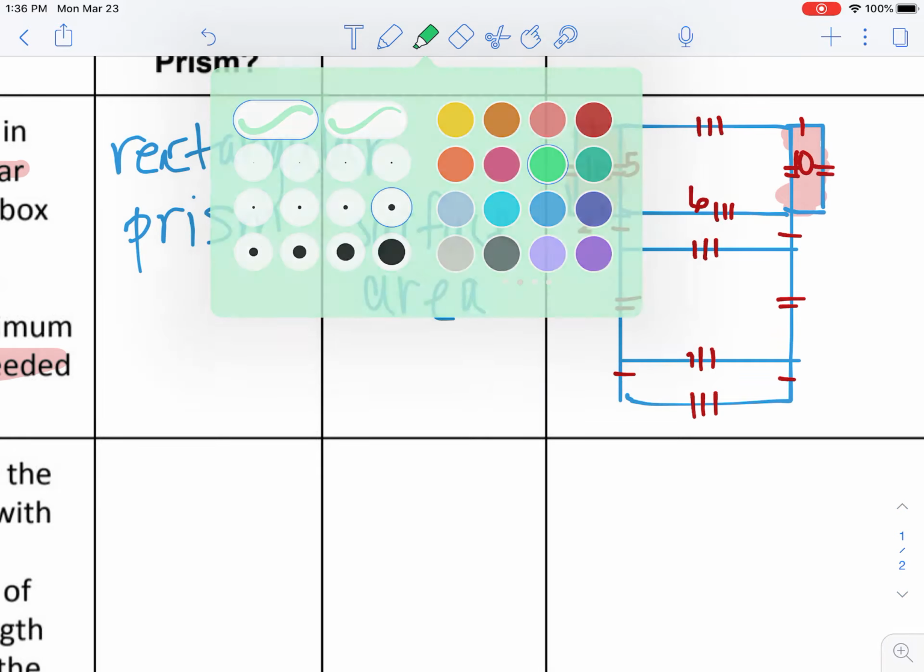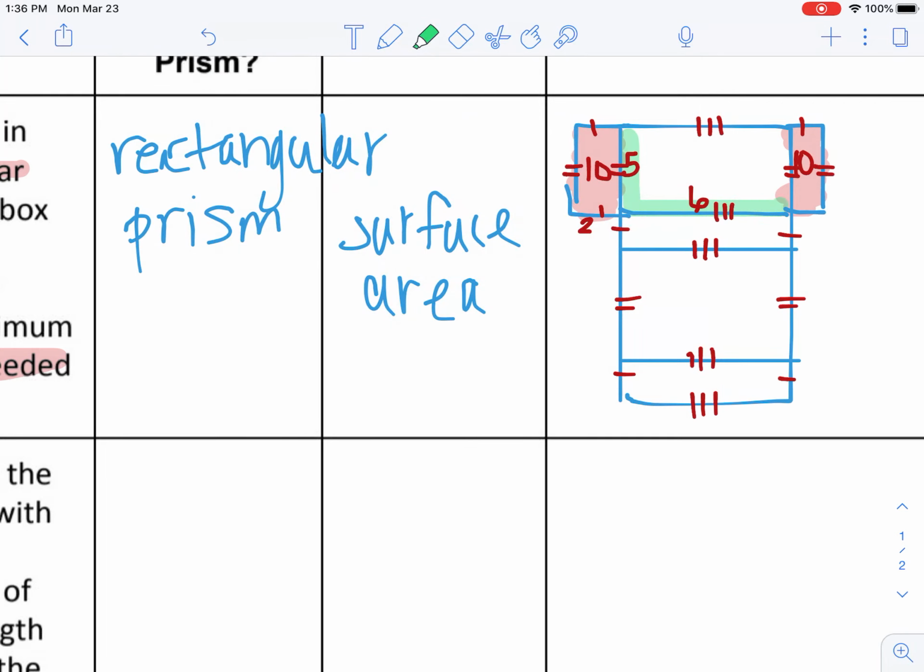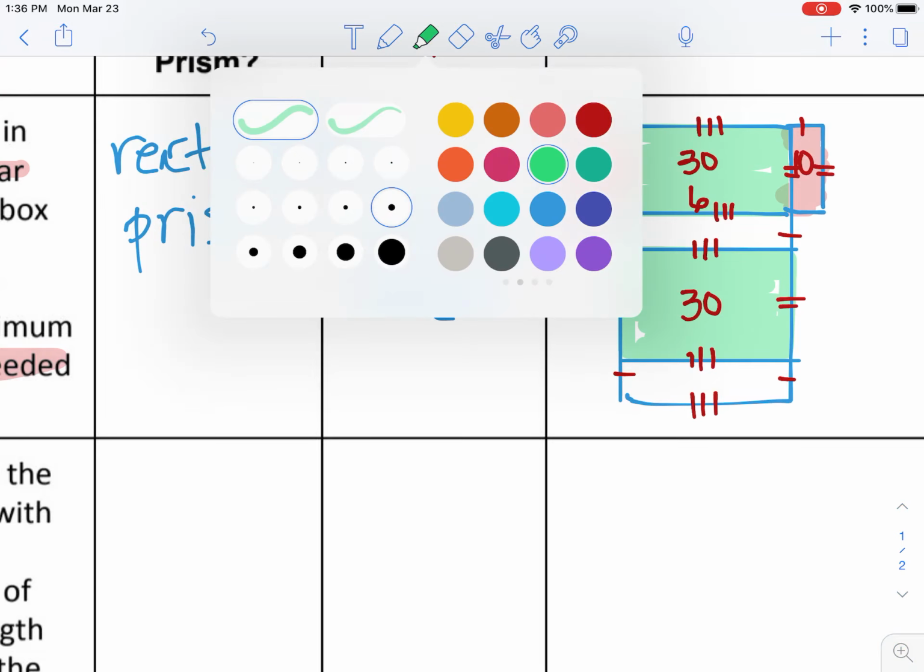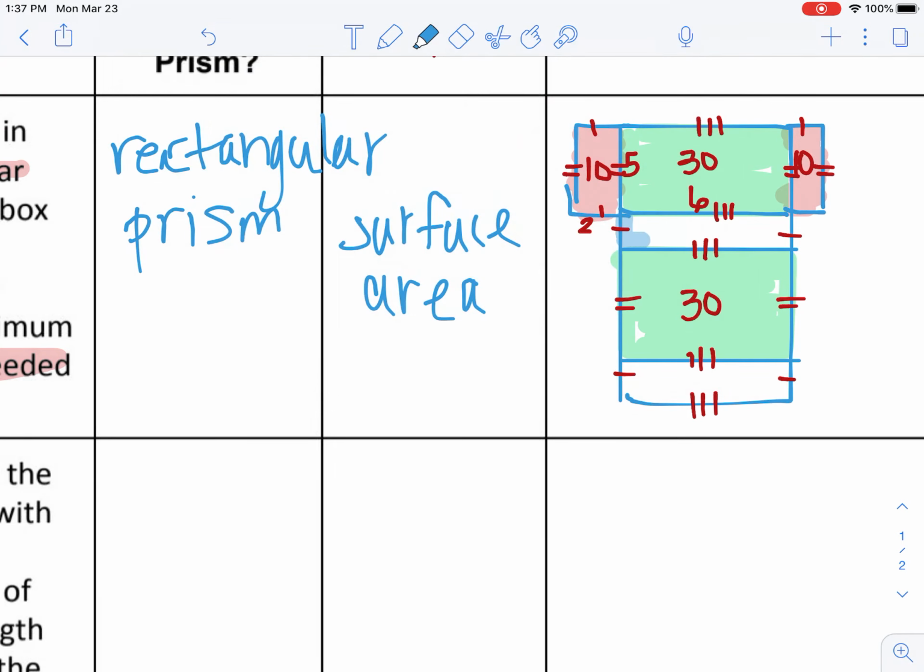Then moving on to the second type of face. We have this face here that I'm putting in green. We know that one is 5 by 6, so the one that looks very similar to it is also 5 by 6, which leads us to an area of 30. And last, you should have the next 2 matching, which are here in blue. Those are each 6 by 2, which is 12.